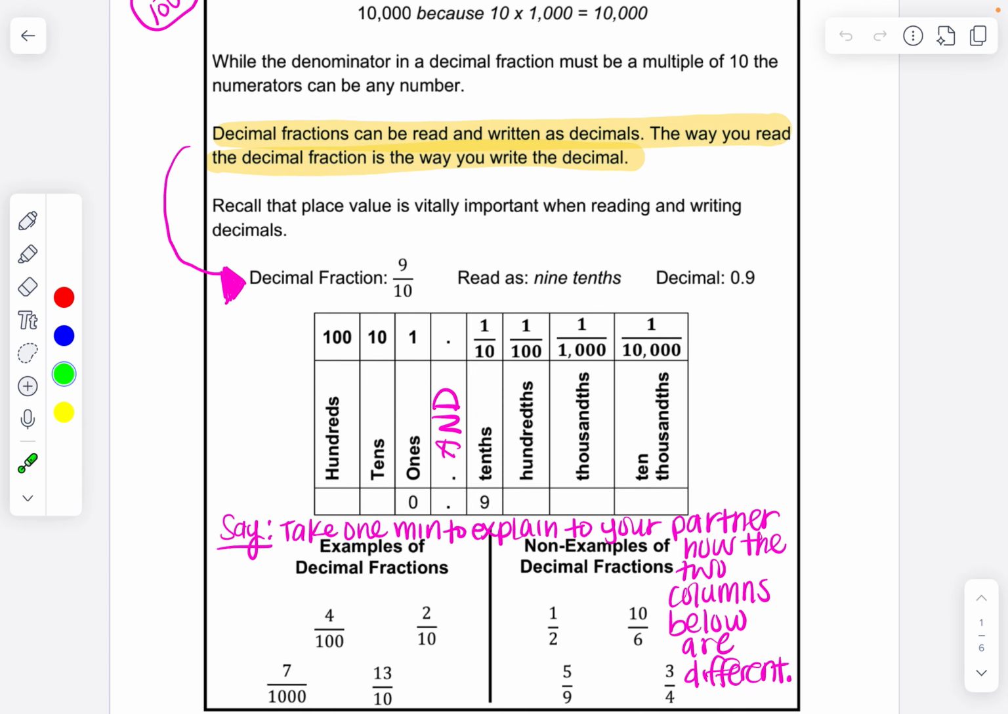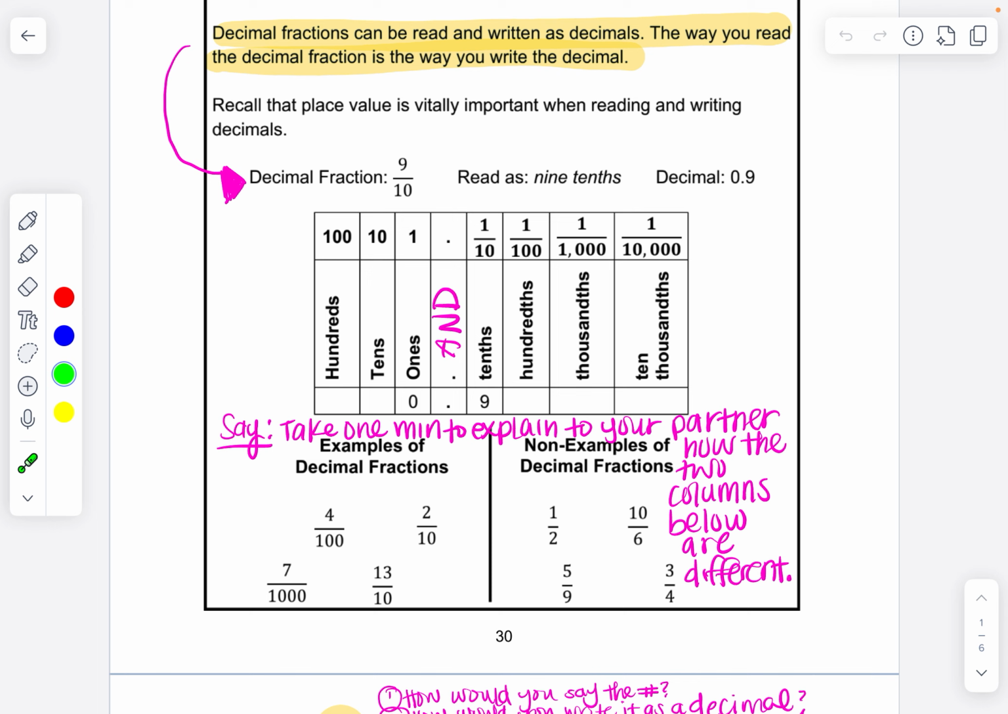Decimal fractions can be read and written as decimals. The way you read the decimal fraction is the way that you write the decimal fraction. So this is how the decimal fraction is written, 9 over 10. But we don't say 9 over 10 or 9 divided by 10. We say 9 tenths. And as a decimal, it would be written as 0.9 with the 9 in the tenths place. However, we don't say 0.9, we say 9 tenths. So the way that you read the fraction is the same way that you read the decimal. This is read as 9 tenths, and this is also read as 9 tenths, okay?